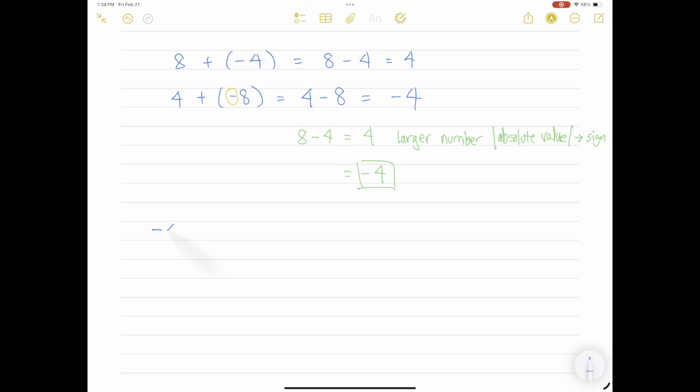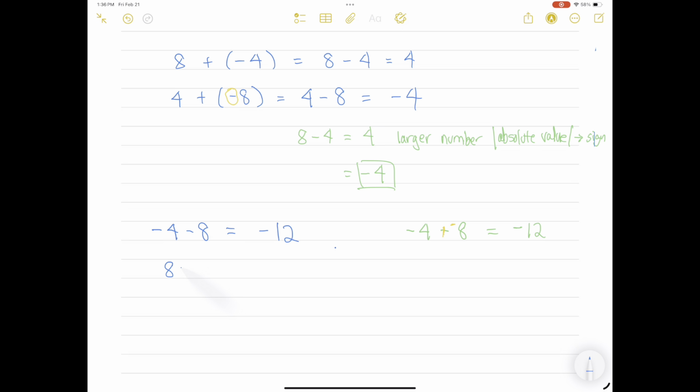Negative 4 minus 8. Since the signs are the same, you combine the numbers, which is 12, and you keep the sign, negative 12. The way I think of it is negative 4 minus 8, you add the opposite. So now we have negative 4 plus negative 8. You add those numbers, you get 12, you keep the sign, negative 12.